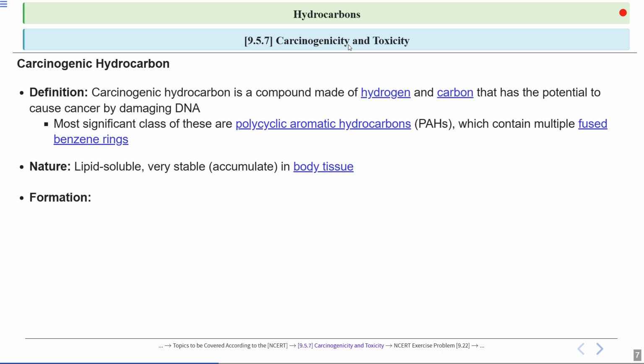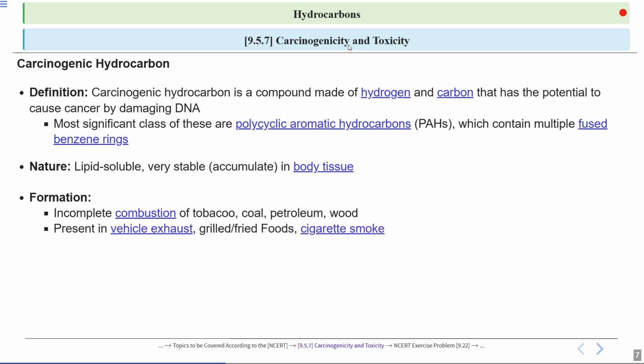Now, let us have a look at the formation of these hydrocarbons. They are not just found naturally, they are produced during certain processes. One major way carcinogenic hydrocarbons are formed is through incomplete combustion. This means when substances like tobacco, coal, petroleum, or wood burn without enough oxygen, these harmful compounds are produced. Think about how smoke from a fire or cigarette contains these chemicals.